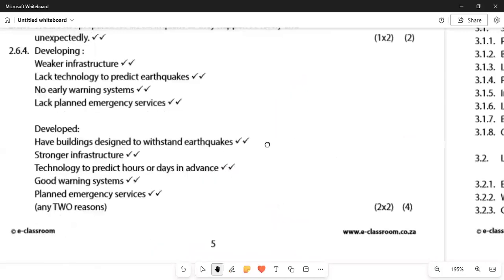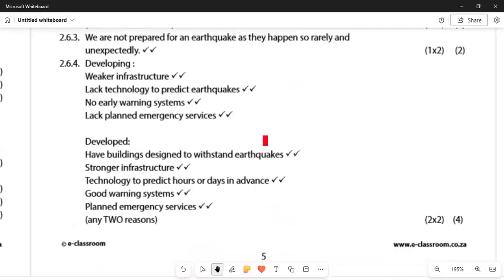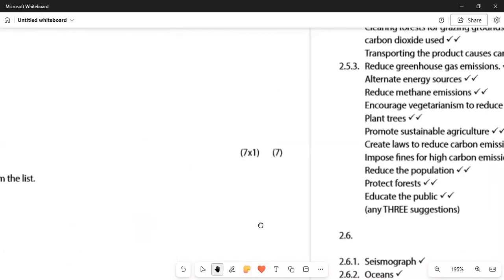We can see that, number one, developed cities have buildings that are designed to withstand earthquakes, stronger infrastructure, technology to predict hours or days in advance before the earthquake can occur, good warning systems, and planned emergency systems. And two of them are enough to get you 4 marks.